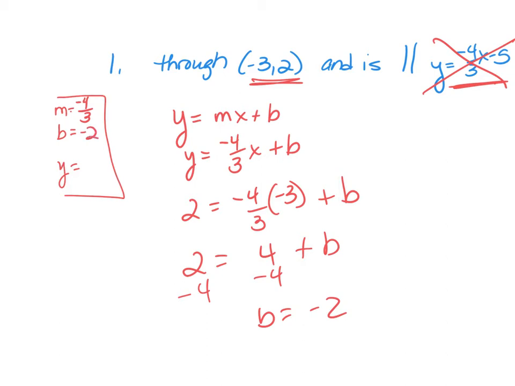Are we ready to write our equation? Yeah. y equals -4/3 x minus 2. My box is not big enough. You can make your box a little bigger. That's not too hard, as long as you know not to use that -5 for anything.